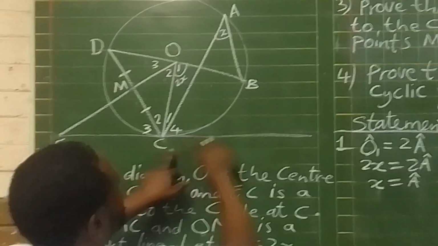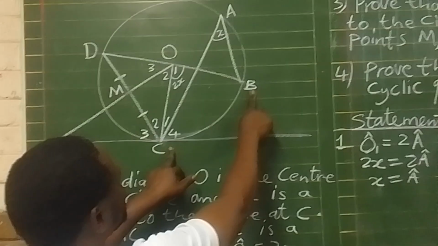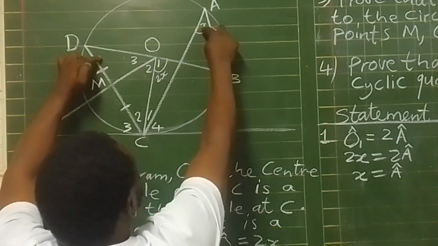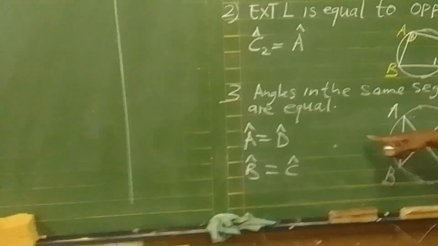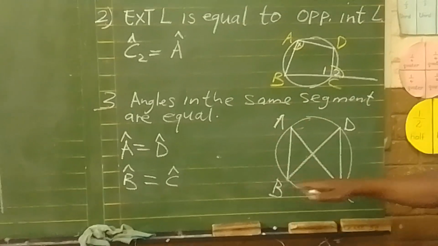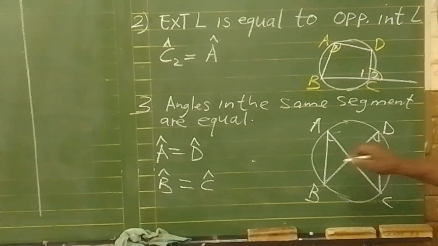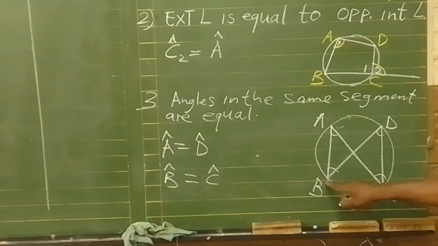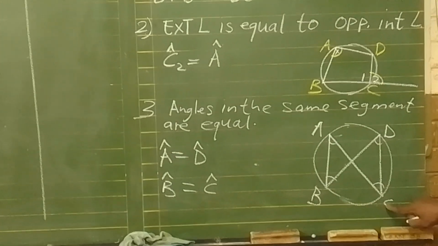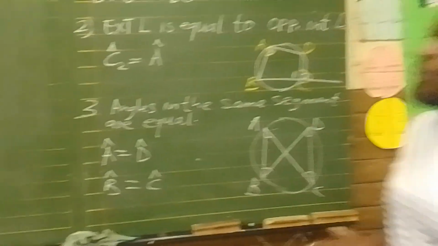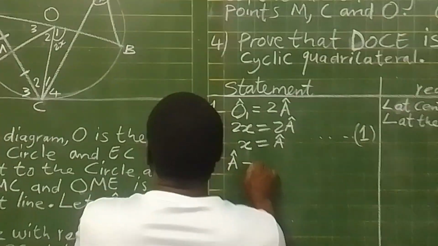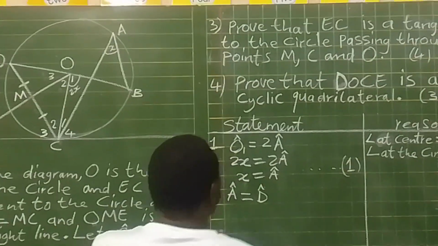If you say CB is an arc, what does this arc do? It subtends equal angles at the alternative segment. This is condition 3. Angles in the same segment are equal. We said this angle is equal to this angle and this angle is equal to this angle because they are both subtended by the same arc BC, or they are both subtended by the same arc AD. So we apply that one here. You say that angle A is equal to angle D.